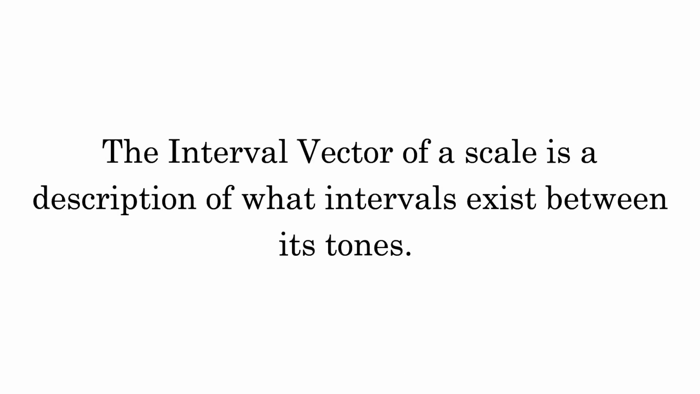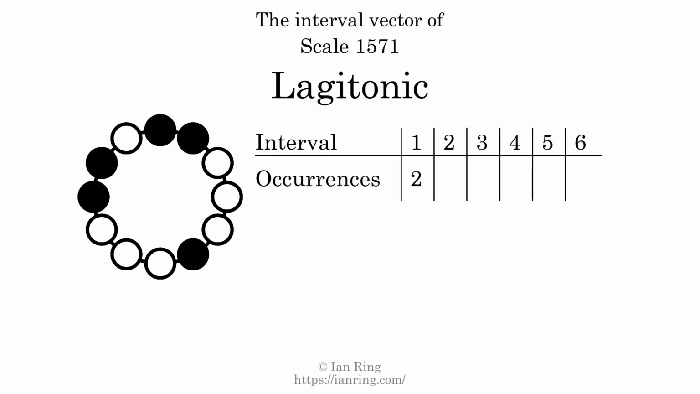The interval vector of a scale is a description of what intervals exist between its tones. There are 2 intervals with the size of 1 semitone. They are here and here. There is 1 interval with a size of 2 semitones. It is here. There are 2 intervals with the size of 3 semitones. They are here and here.